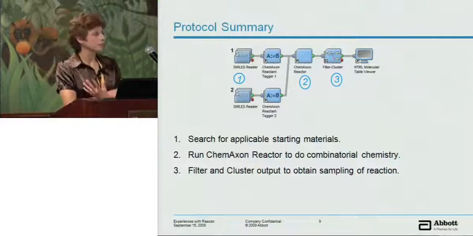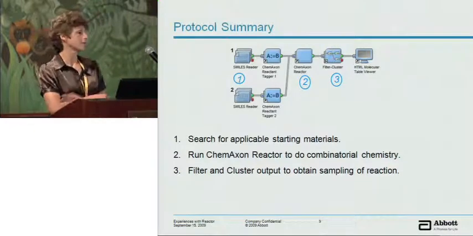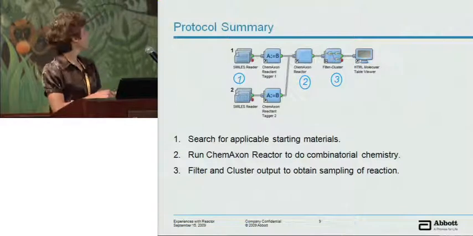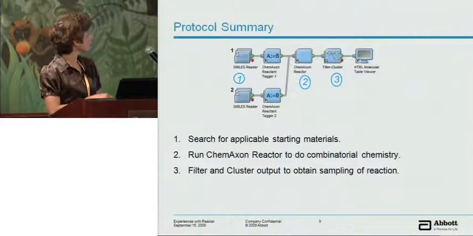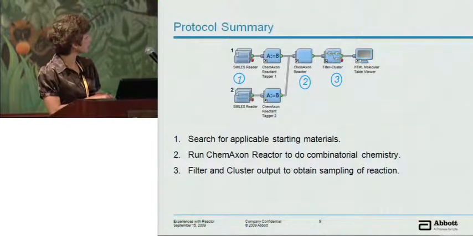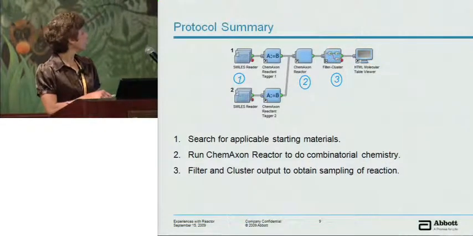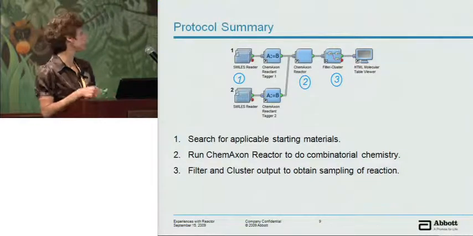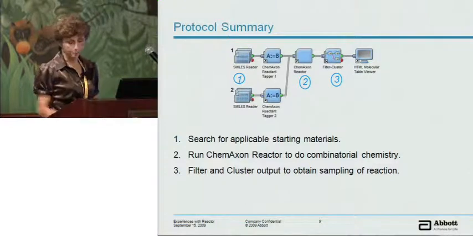So here's just a summary of the Pipeline Pilot protocol that I used to generate these libraries. Very simple, really. We first search for the appropriate starting materials, so reagent A and reagent B, let's say. Use ChemAxon Reactor to do the enumeration in combinatorial mode. And then I just did some manipulation of the enumerated products, some filtering and clustering to get a sampling of the reaction.